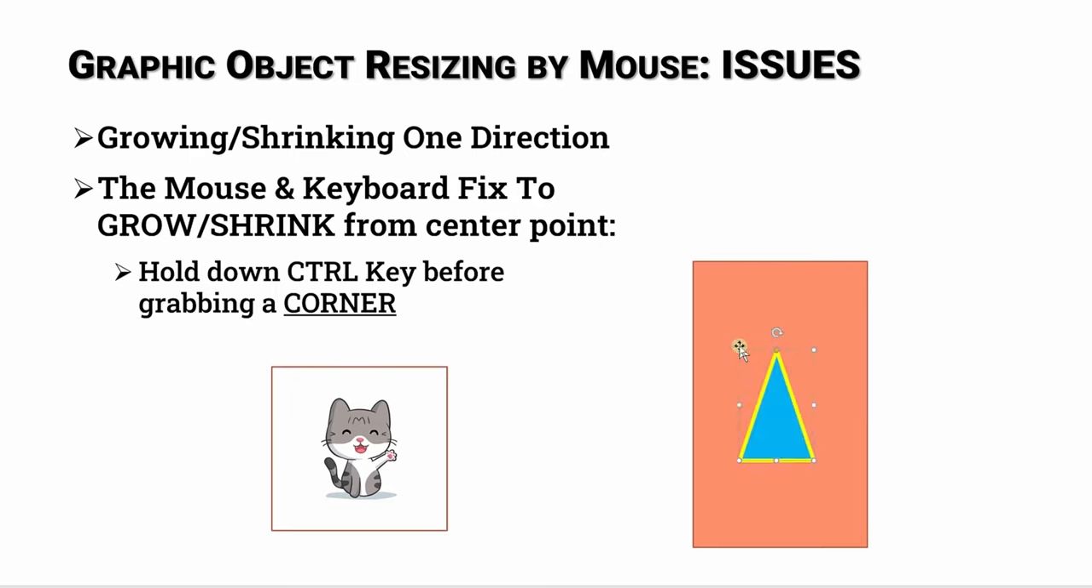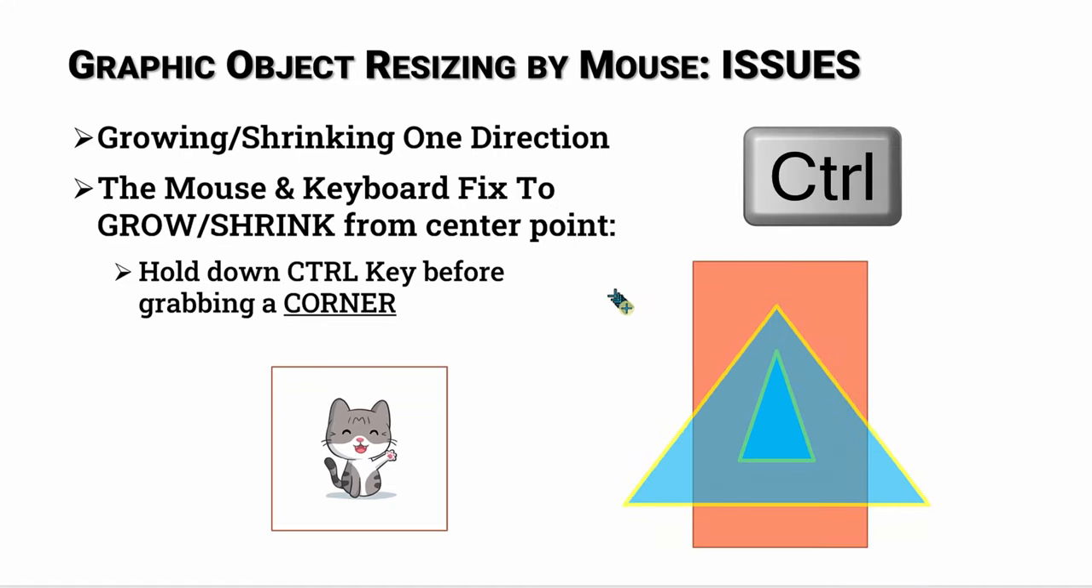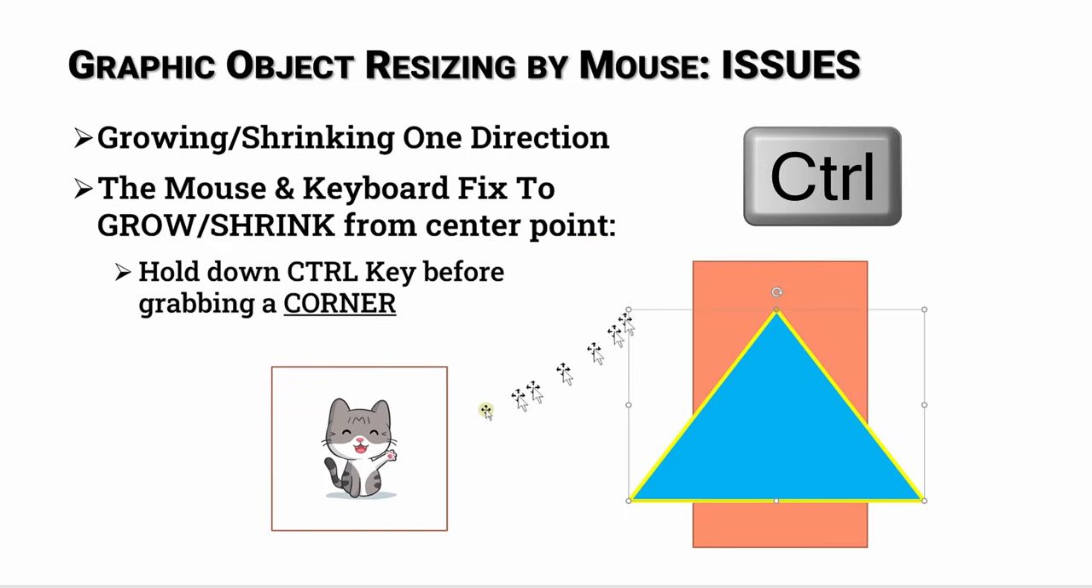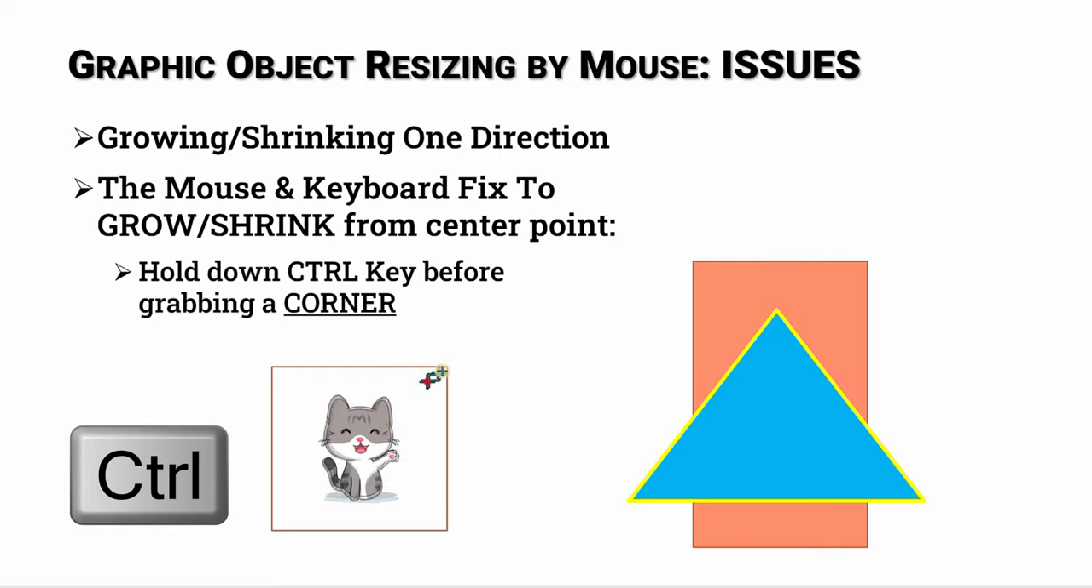Watch as I select the triangle, and when I grow the shape, only one side grows outside our reference rectangular box. But if I hold down the control key on my keyboard and drag, now the shape grows around the center point, saving me the trouble of resizing the shape and then having to move it.